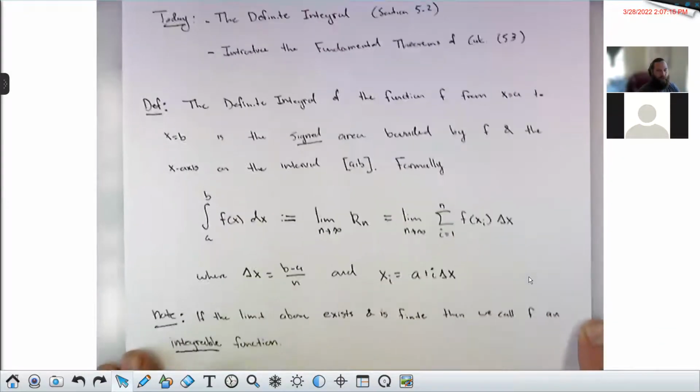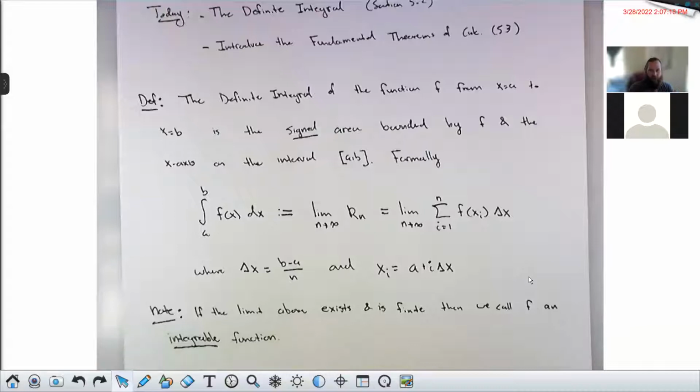Integrable, kind of meaning what it sounds like, means it can be integrated, right? Where integration is the operation we are performing. So remember, this is the definite integral of the function f of x. So if this thing is well defined, then we say f is integrable, can be integrated, just like differentiable.